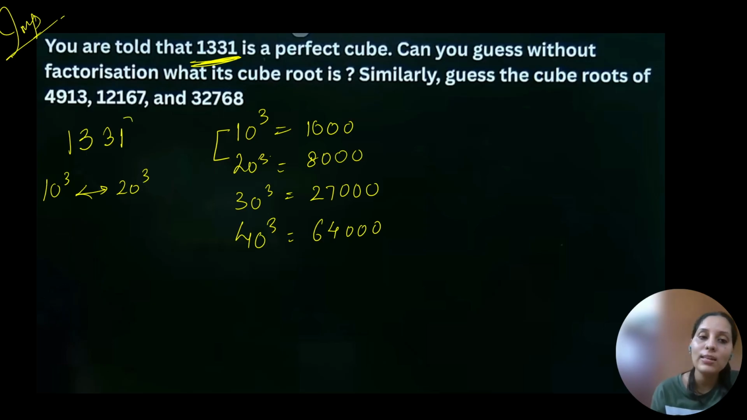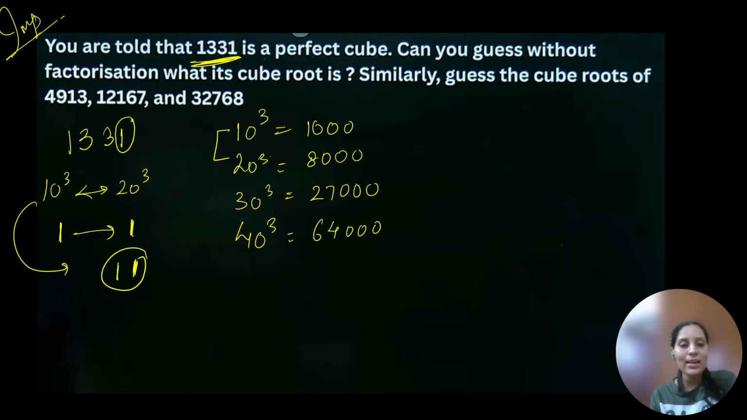Now what is the ones digit here? 1. So we have seen the pattern: a number ending in 1, its cube also ends in 1, isn't it? So here the ones digit should be 1. And since it is lying between 10 and 20, it is going to be 11. So easy. Let us see one more question.